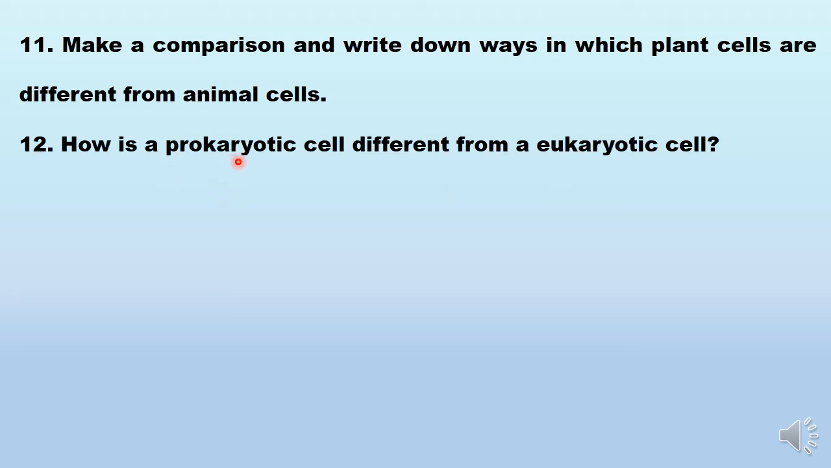Prokaryotic cells contain one chromosome. Eukaryotic cells contain many chromosomes. And membrane-bound cell organelles will be absent in the prokaryotic cell. A eukaryotic cell will have membrane-bound organelles for division of labor and better efficiency of the cellular functions.